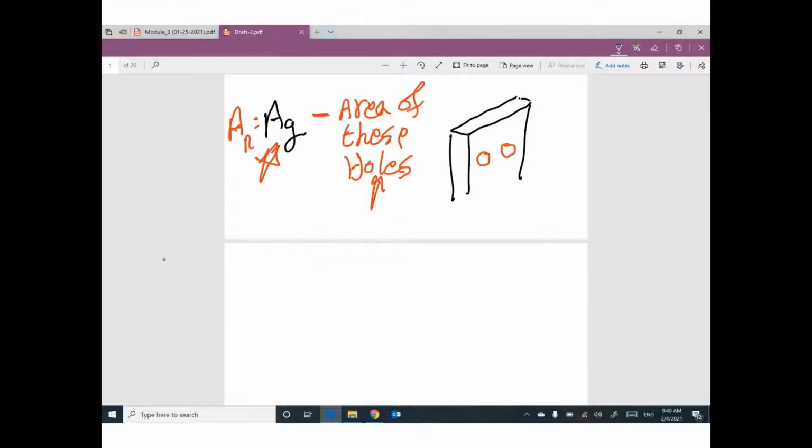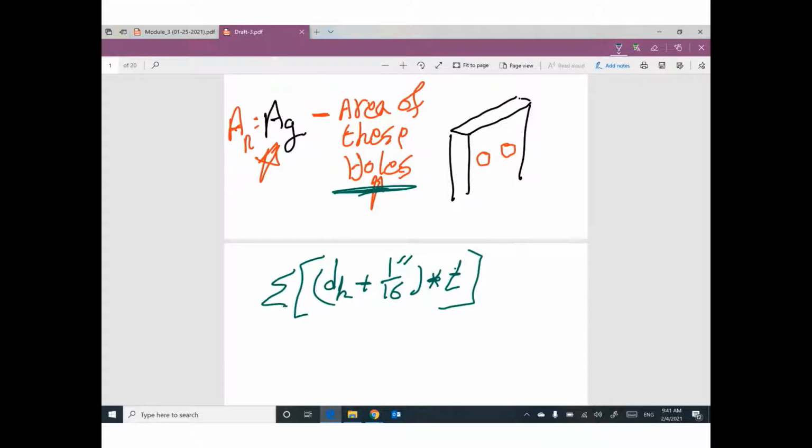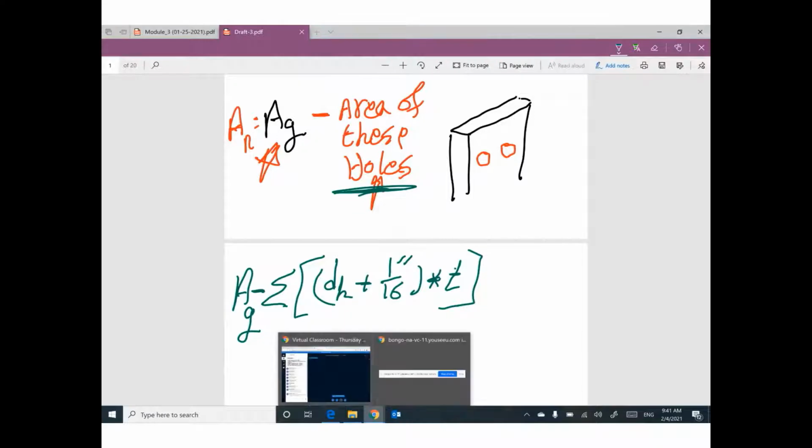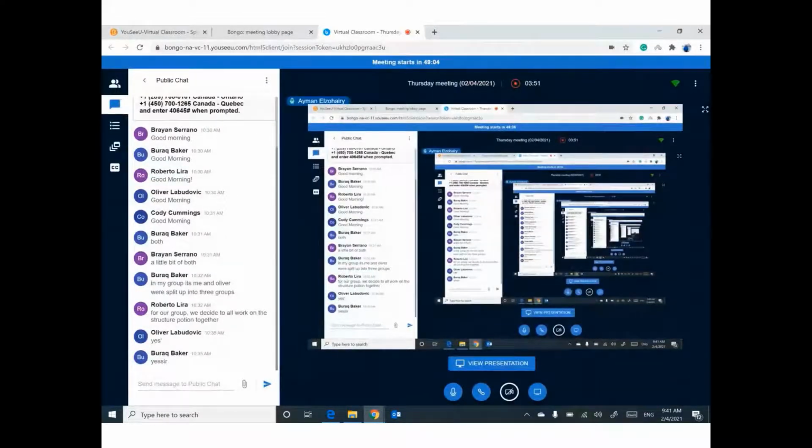If you would like to figure out the area of holes, you need to get the diameter of one hole, add another 1/16 inch, and multiply this diameter by thickness. And you need to get how many holes you have. All of this will be subtracted from the total gross area. That's it. That makes sense, Brock? Okay.